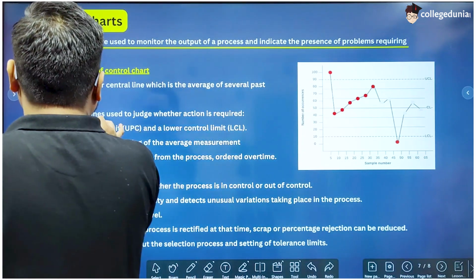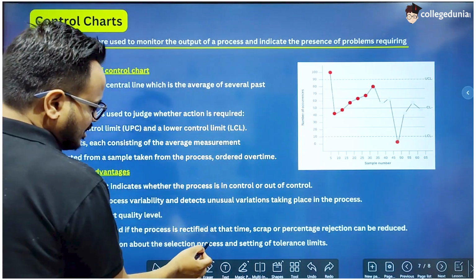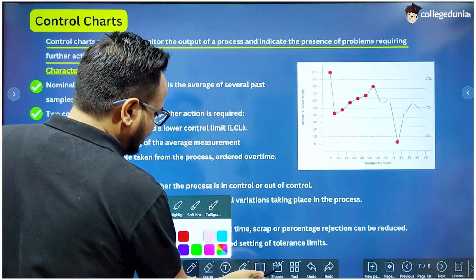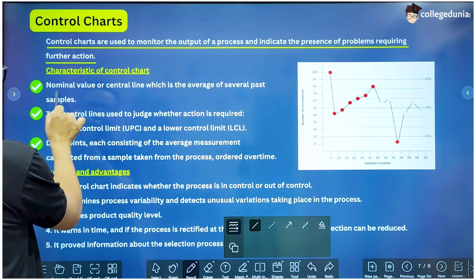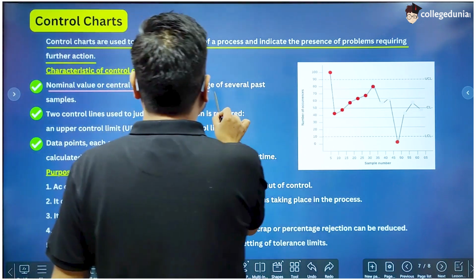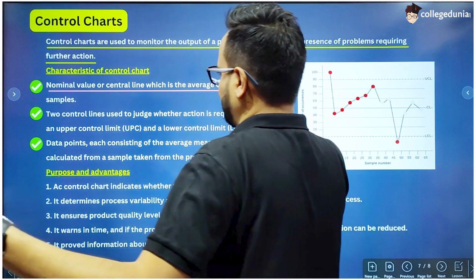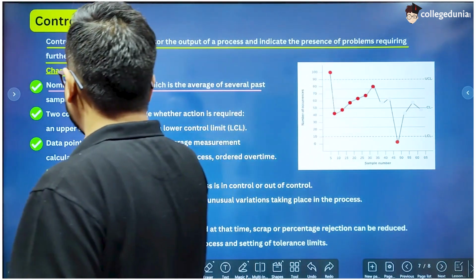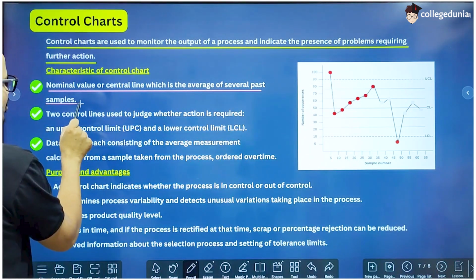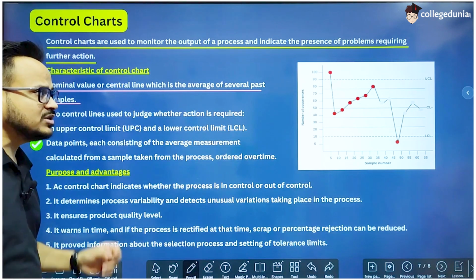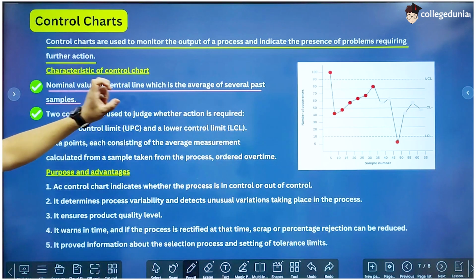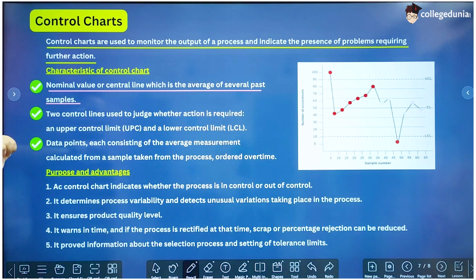So what are the characteristics of control charts? Nominal value or central line. One part of the control chart, which is the most important part, is the nominal value, which is also the central line, which is based on the average value of several past samples.